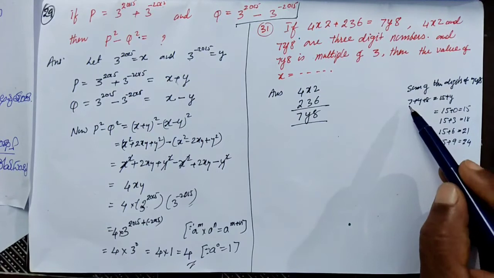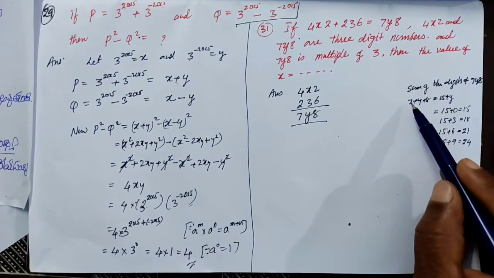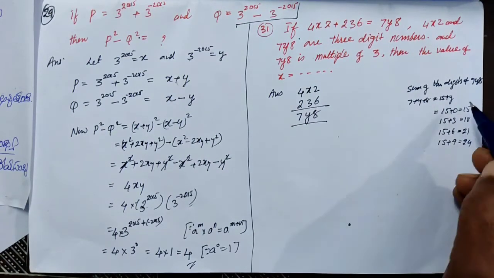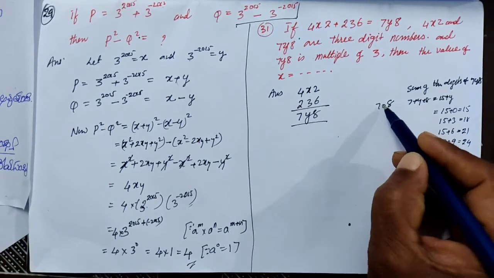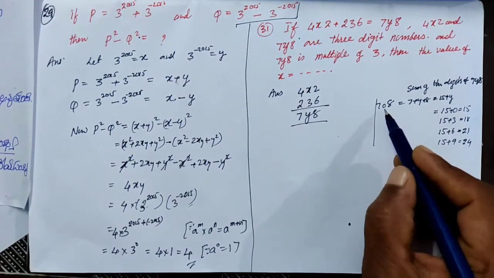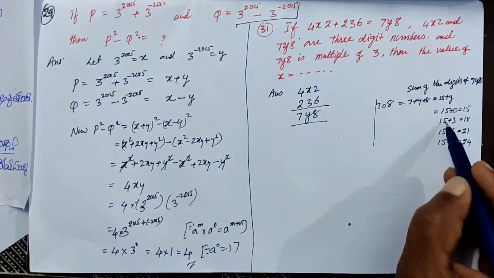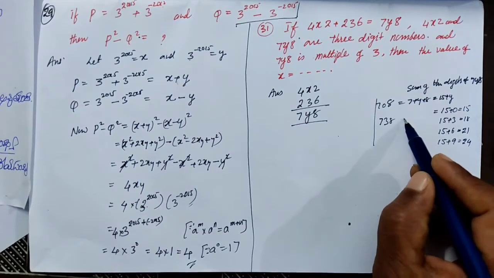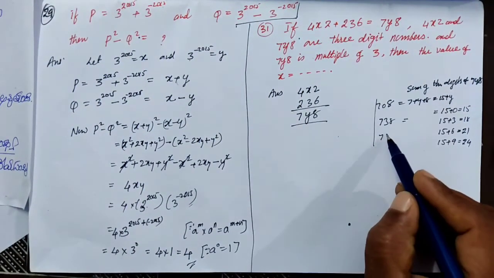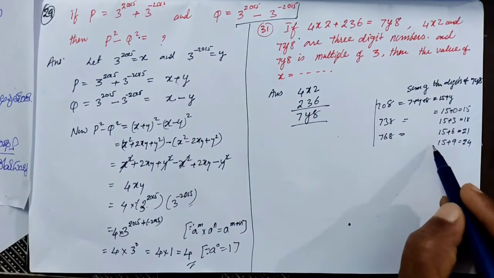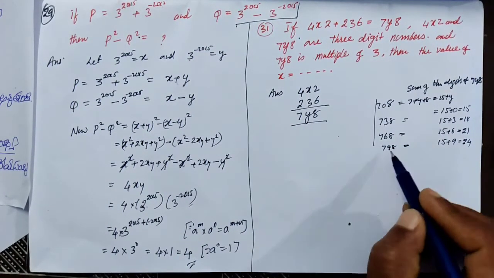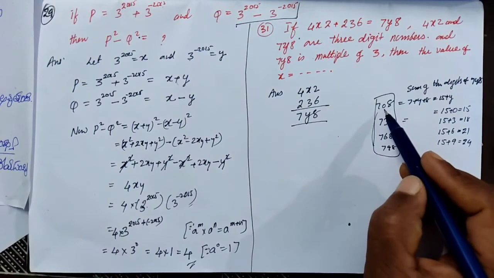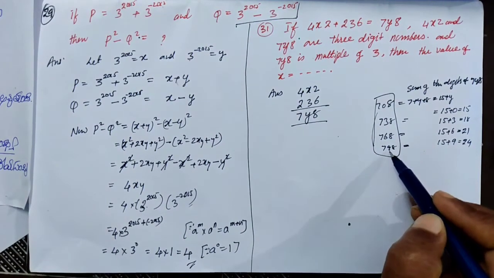So therefore, 708 is also divisible by 3. Okay, 708 is a multiple of 3. If we put 3 in place of y, that is 738, it is also a multiple of 3, and 768 is also a multiple of 3, and 798 is also a multiple of 3. So these are the multiples of 3. So therefore the value of y may be 0, 3, 6 or 9.